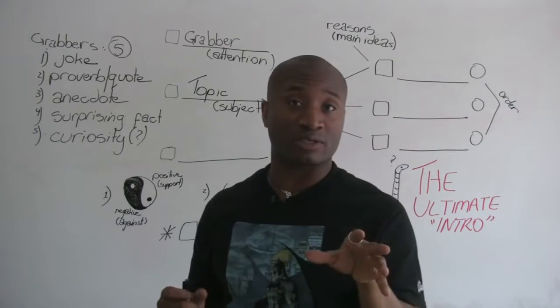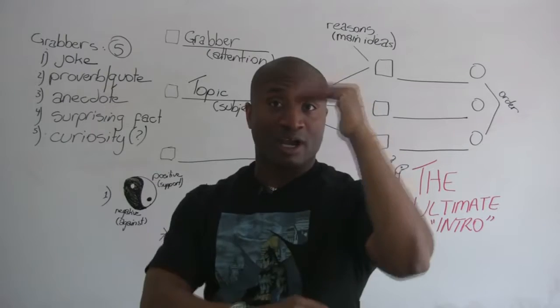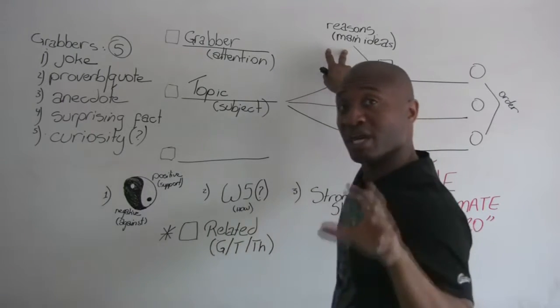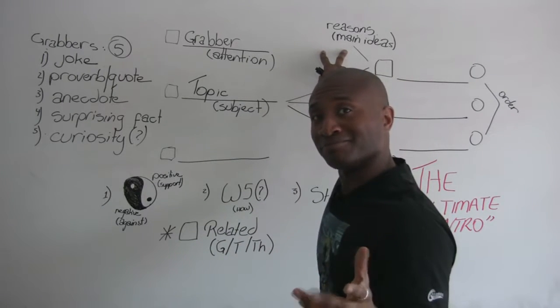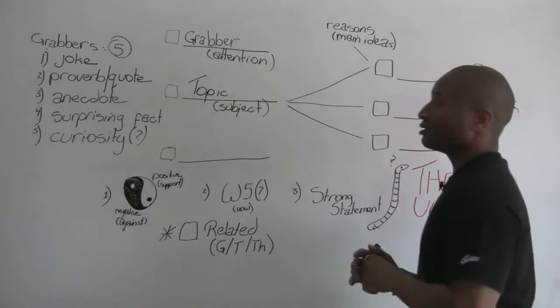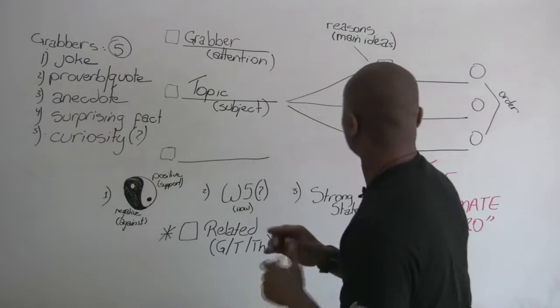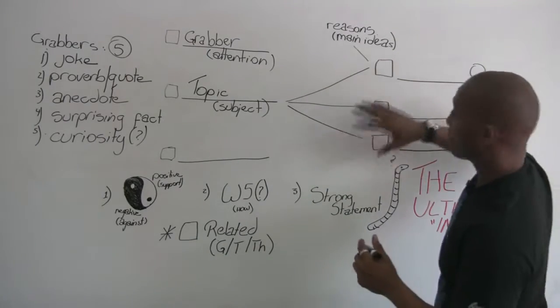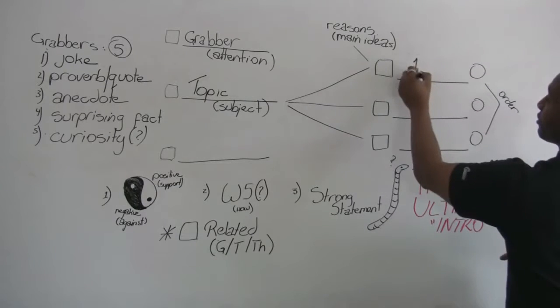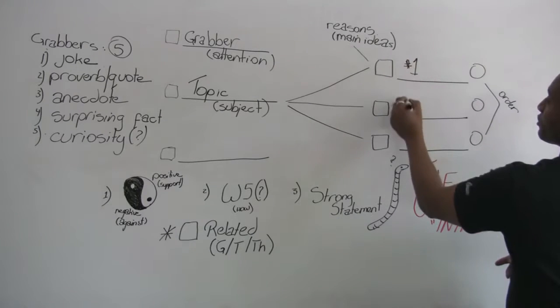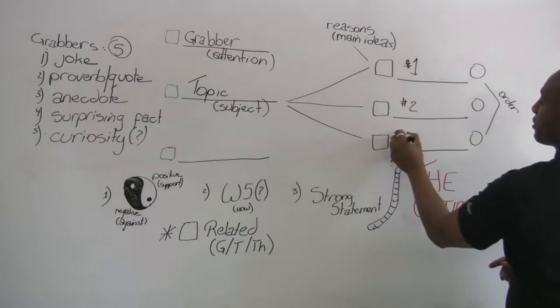There will be a second part to this, which will be based on the body. And we're going to take these reasons and make them the main ideas in the body. Okay? Cool. All right, let's keep going. So, there's got to be another part to this. All right, so we have our reasons here, and we'll list them 1, 2, 3, right? Number 1, number 2, number 3.